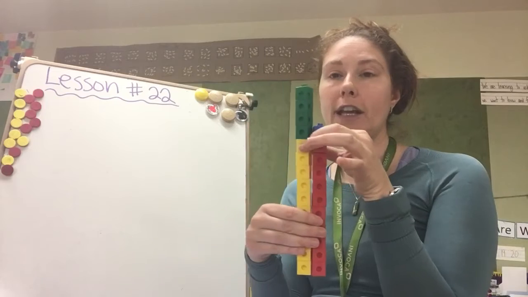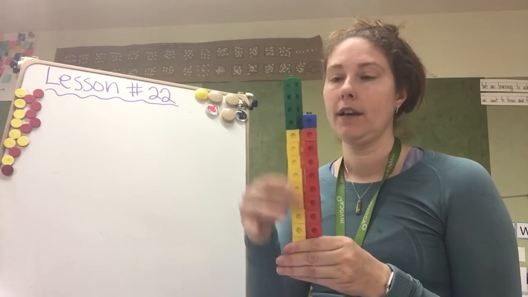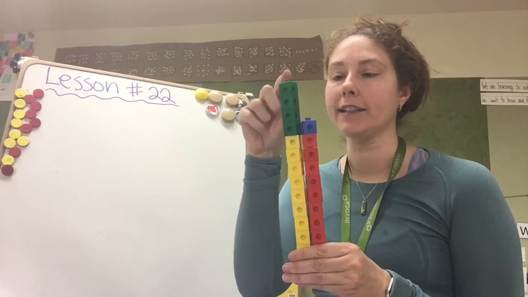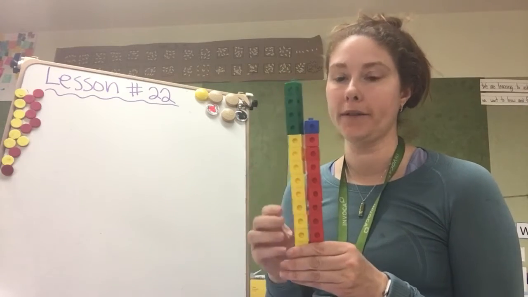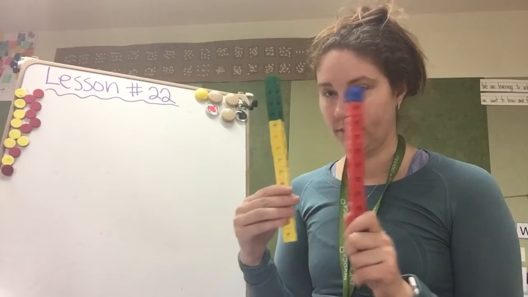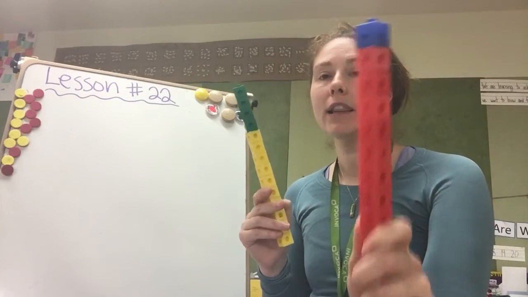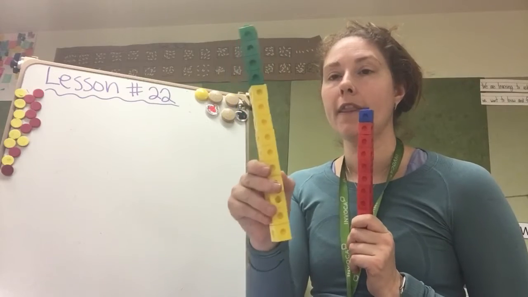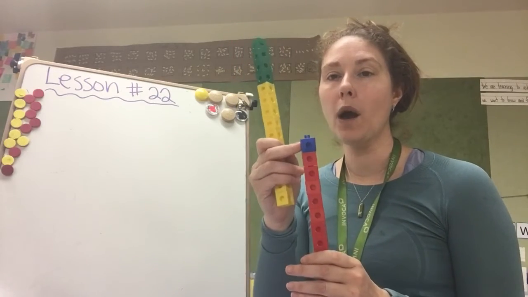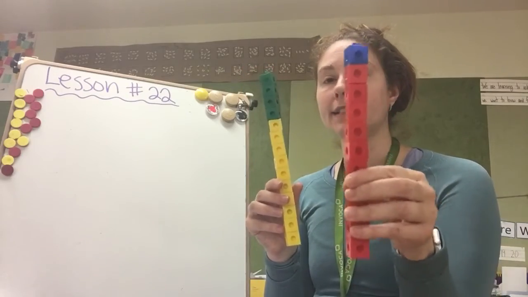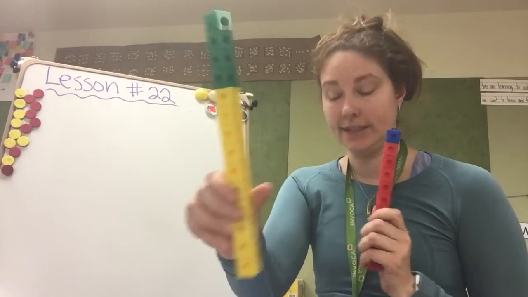So we already know they're equal with one group of 10. And this one has 4 ones and this one has 1 one. Which is less, 4 ones or 1 one? Which is smaller? Yes, 11 is smaller than 14. 10, 1 is smaller than 10, 4. This is less than this.